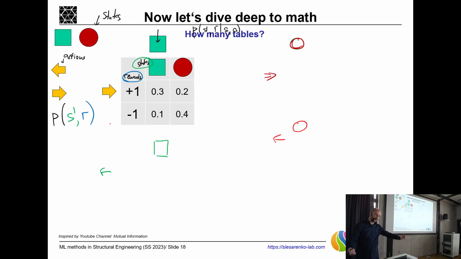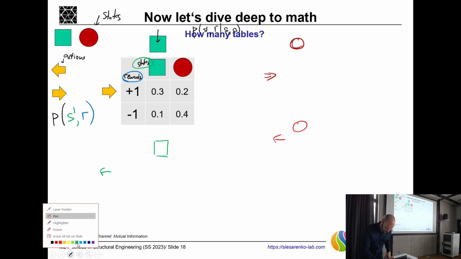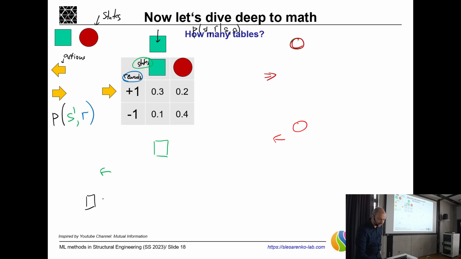Let me go back a little bit here. So what is a trajectory and what is an episode? I will do it in black because I don't want to change it. Let's say that we start with the square, and we take an action right, and now by some random sampling, we go +1, and we get circle. It's one trajectory, it's one possibility.